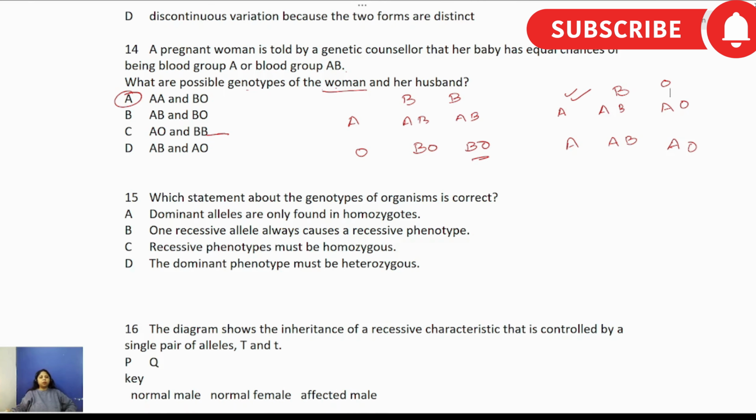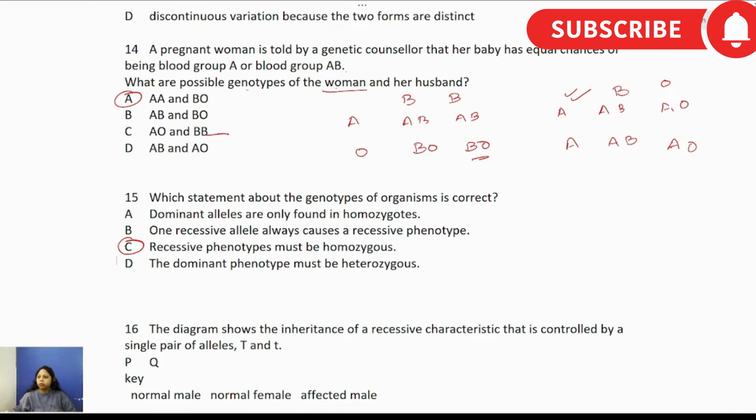Which statement about the genotype of an organism is correct? Dominant alleles are only found in homozygous. No, they can be found in the heterozygous. One recessive allele always causes a recessive phenotype. Recessive phenotypes must be homozygous. Yes.